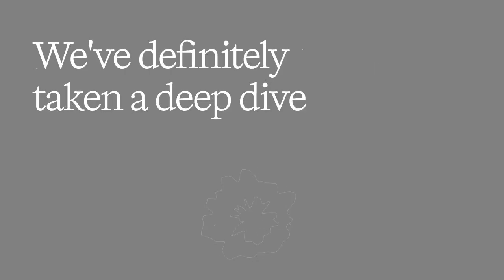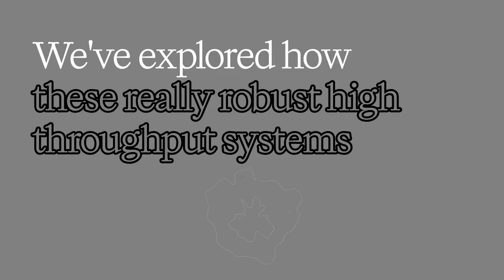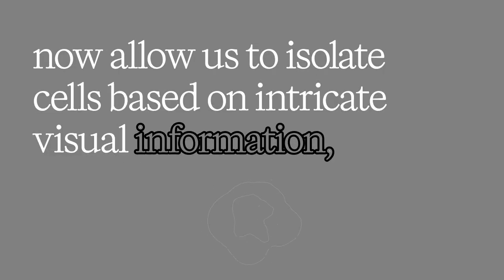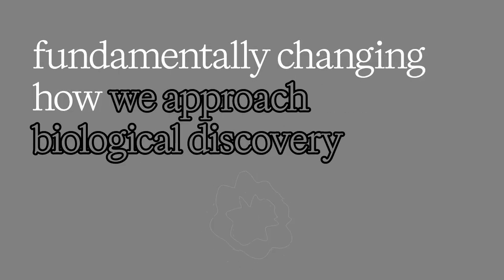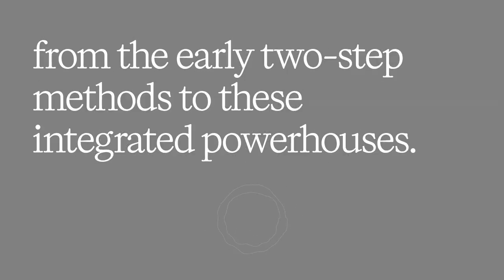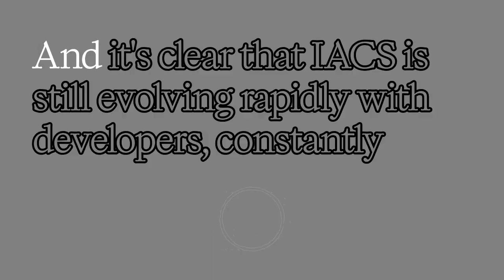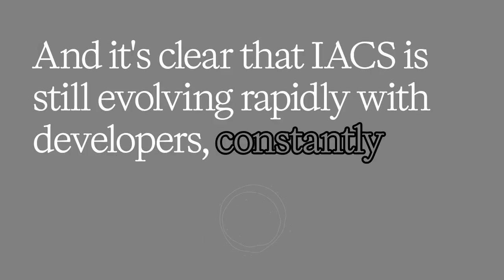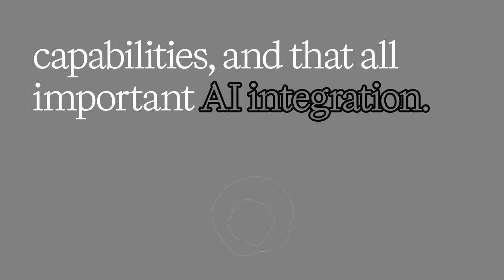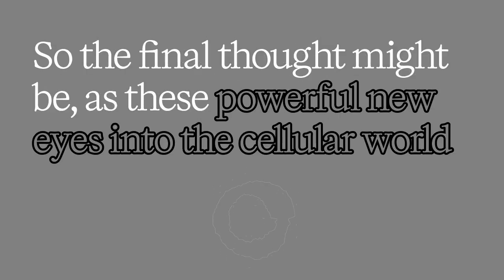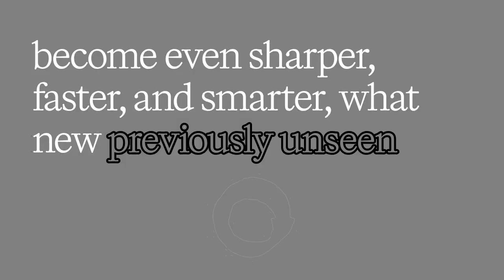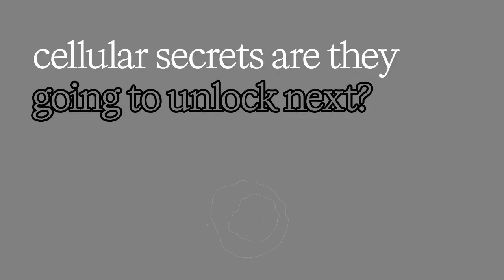We've definitely taken a deep dive today into image-activated cell sorting. We've explored how these really robust, high-throughput systems now allow us to isolate cells based on intricate visual information, fundamentally changing how we approach biological discovery. From the early two-step methods to these integrated powerhouses, it's quite a journey. It really is. And it's clear that IACS is still evolving rapidly, with developers constantly pushing the boundaries of speed, resolution, color capabilities, and that all-important AI integration. So the final thought might be, as these powerful new eyes into the cellular world become even sharper, faster, and smarter, what new, previously unseen cellular secrets are they going to unlock next?